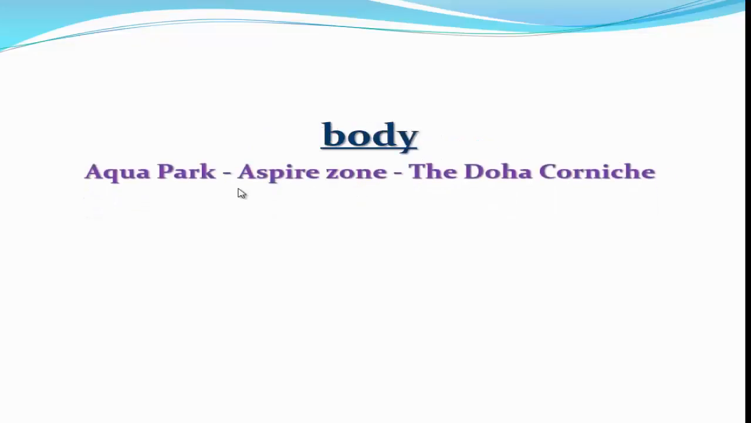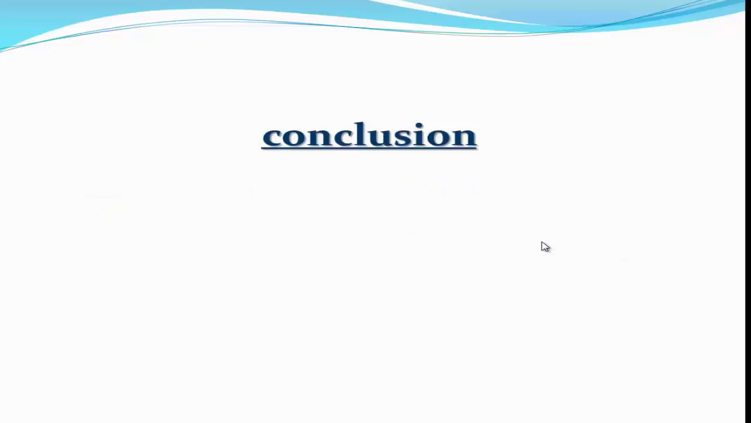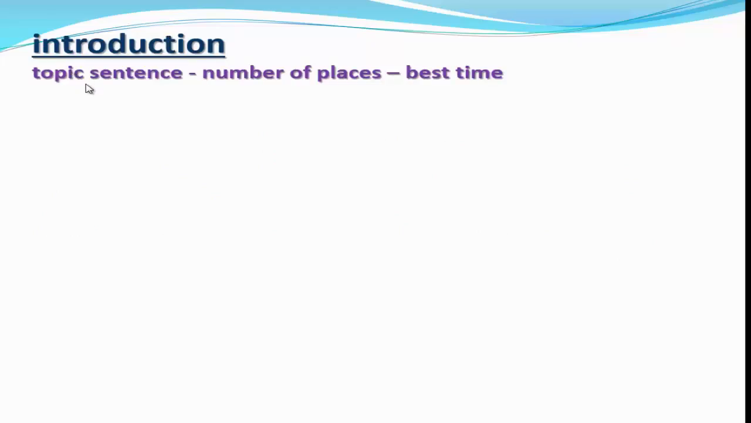In the body, Aqua Park, Aspire Zone, the Doha Corniche. Remember, we have to write where these places are, when the best time to visit them is, how they look like, and why you like them. Finally, the conclusion. Now let's start with the introduction.